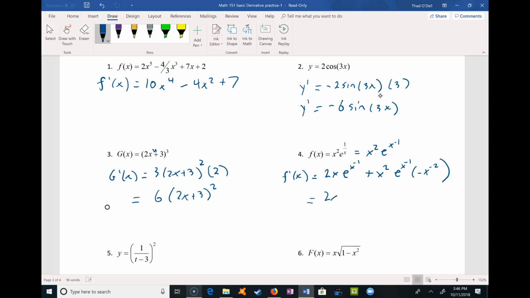And we can simplify this, because that x to the negative 2 times x squared would cancel each other out, so I'd be left with just a negative e to the x to the negative 1.